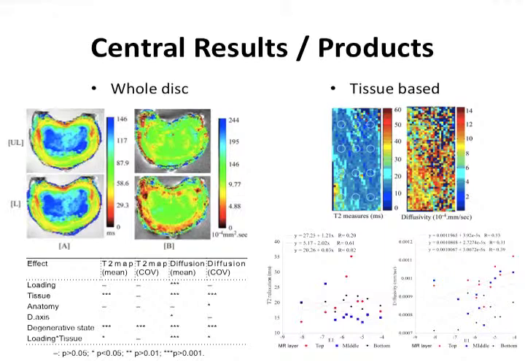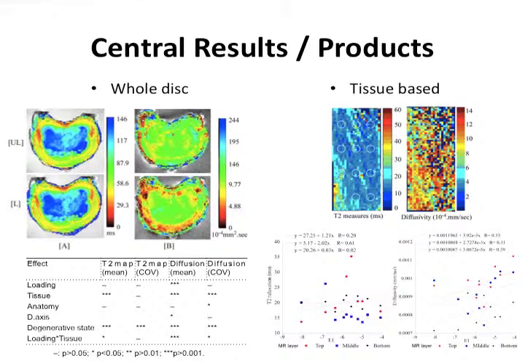And this is a table summarizing some of our results. Diffusion is able to detect loading, and is able to detect differences between tissues and the effect of degeneration and loading. T2 relaxation, however, is not able to detect the application of loading, though it does detect differences in tissues and degenerative state.